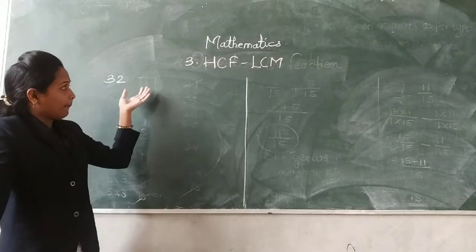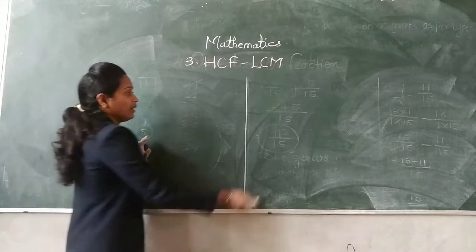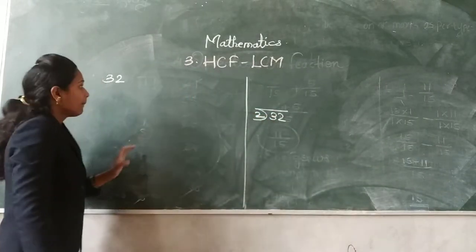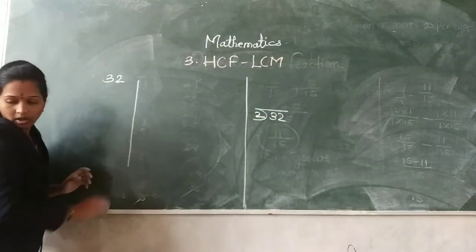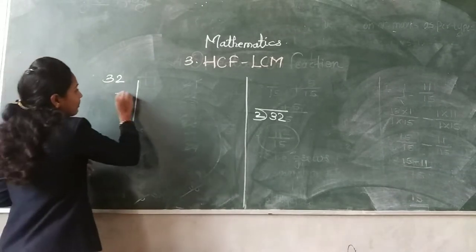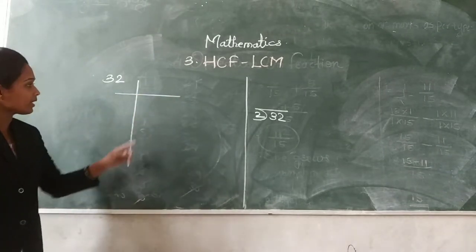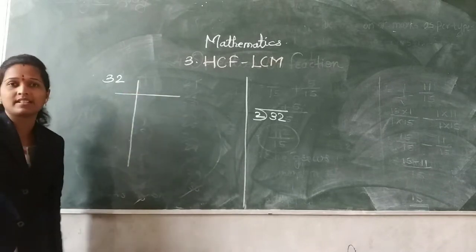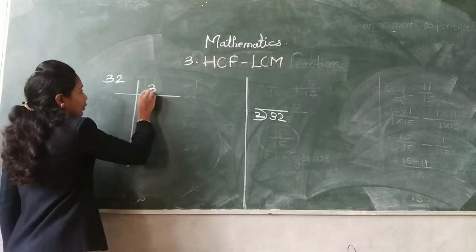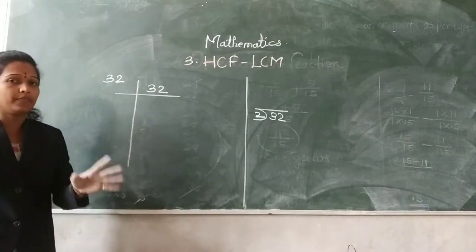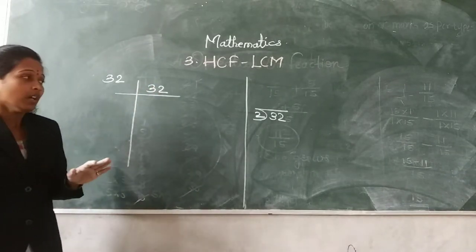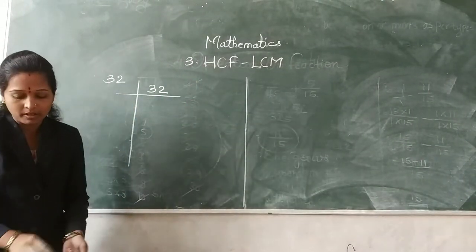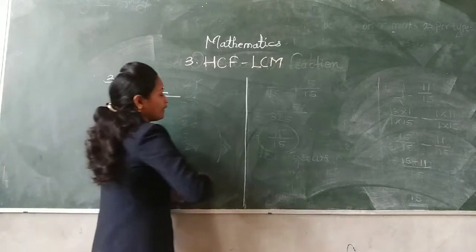Here we can divide the number by 32 divided by 2, but we can solve the example directly by the vertical method. Vertical method means we draw one standing line and one sleeping line, and write the number 32. If you know the tests of divisibility of a particular number, then it is easy to solve the example. So let's revise those tests.